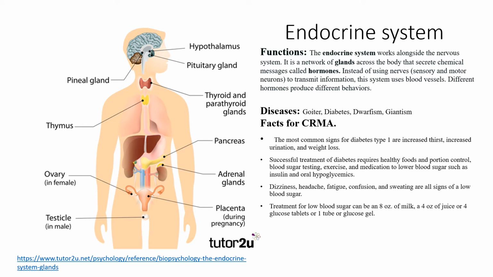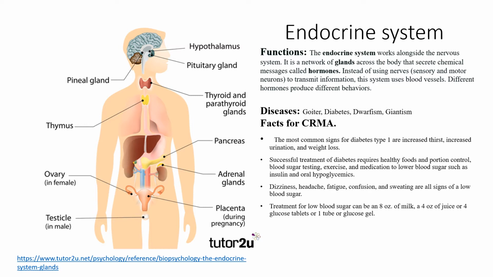Facts for CRMA. The most common signs of diabetes type 1 are increased thirst, increased urination, and weight loss. Successful treatment of diabetes requires healthy foods and portion control, blood sugar testing, exercise, and medication to lower blood sugar, such as insulin and oral hypoglycemics.